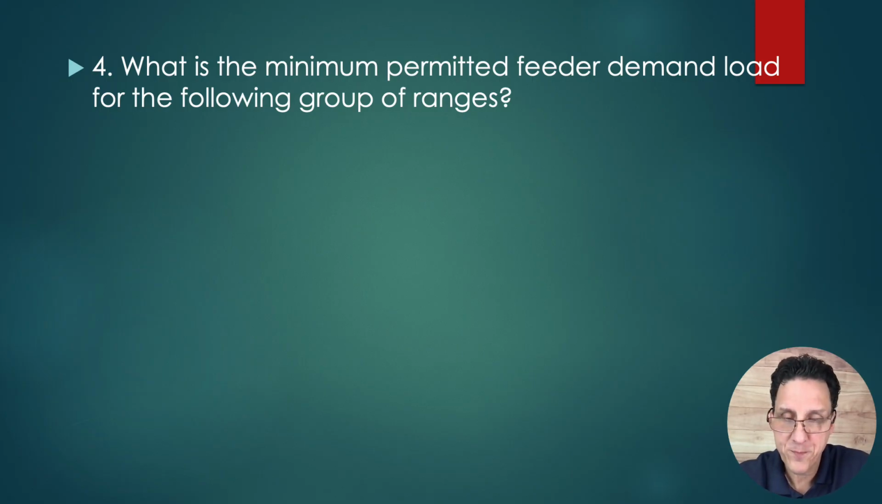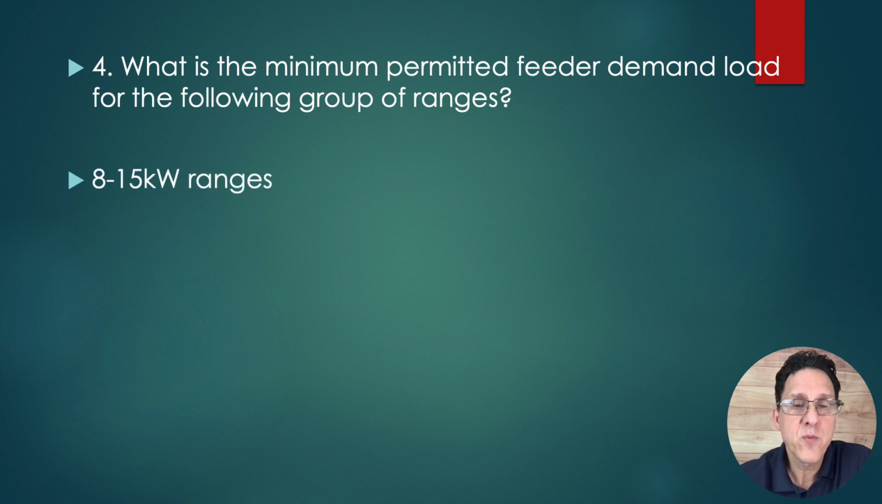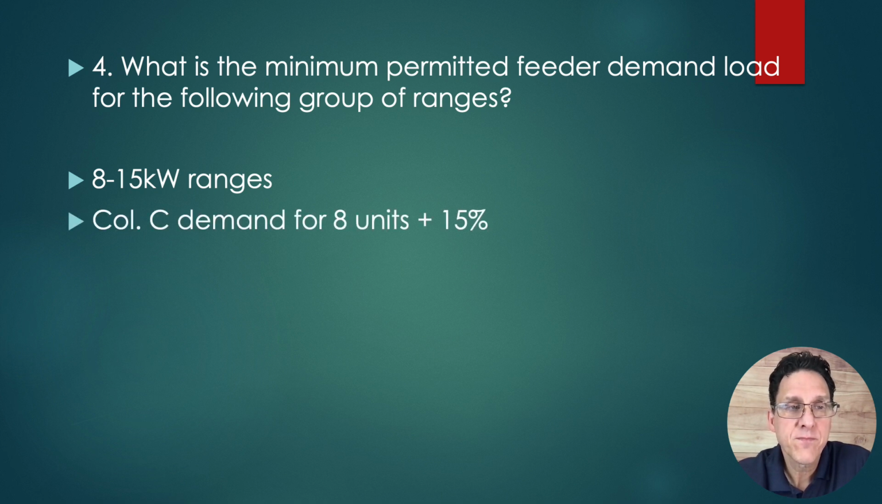And one more. In this group, we have 8 15 kW ranges. So it's going to be the column C demand for 8 units plus 15% this time, right? Because 15 is over 12 kW by 3 kilowatts. So it's 5%, 5%, 5%, 15% total, right? It's 5% for every kilowatt. In this case, it's 3 kilowatts above 12. So that means we're going to add 15% onto column C.